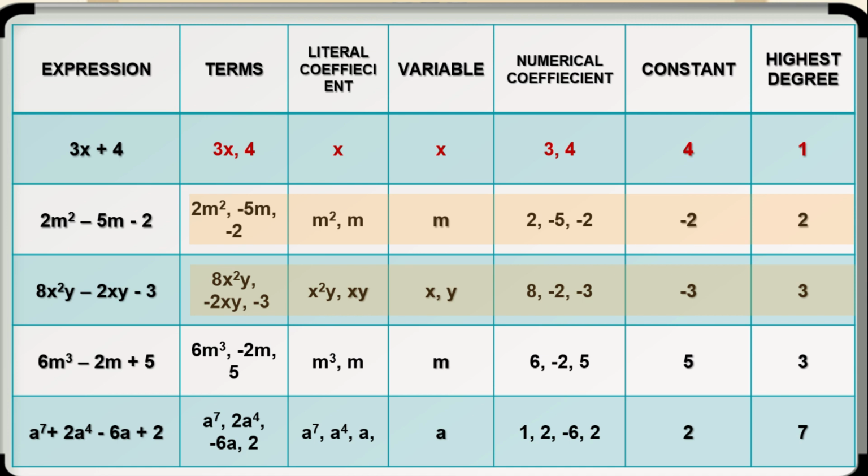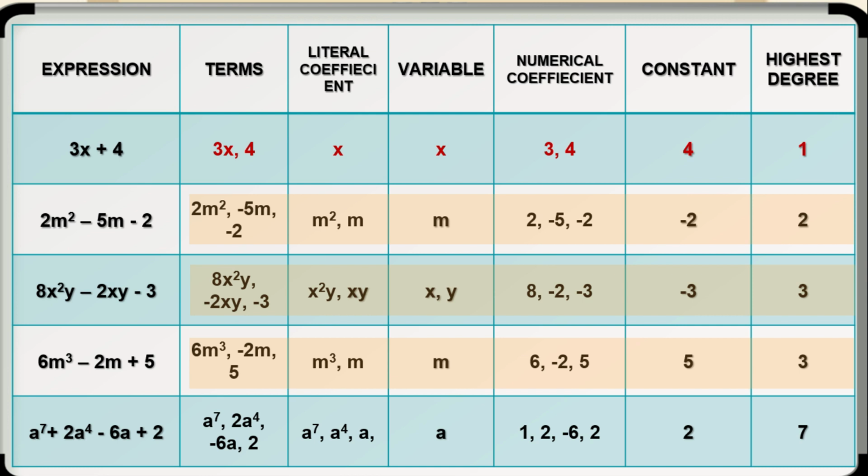For the expression 8x squared y minus 2xy minus 3, the terms are 8x squared y, negative 2xy, and negative 3. The literal coefficients are x squared y and xy. The variables are x and y. The numerical coefficients are 8, negative 2, and negative 3. The constant is negative 3, and the highest degree of the expression is 3.